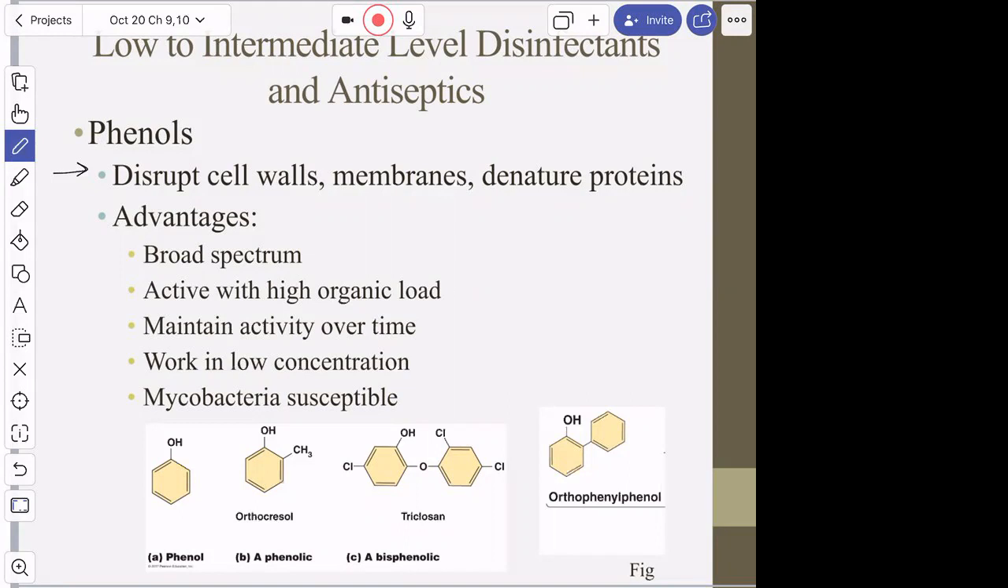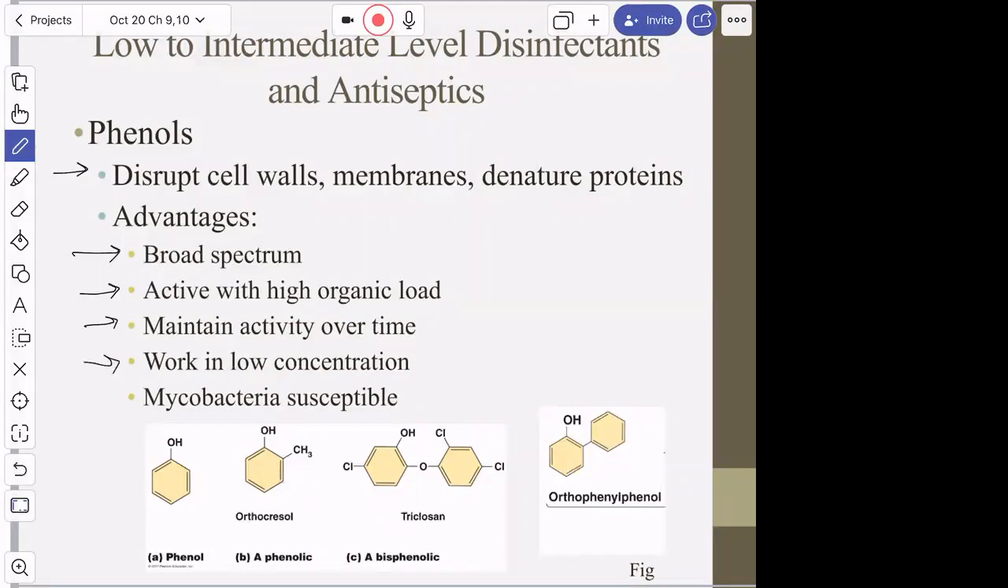Okay, so why was it considered the gold standard? Kills all sorts of organisms, not just bacteria, but viruses, fungi, all sorts of things. And it does pretty well when the organic load is high. So if you're trying to disinfect a dirty surface or something that's been contaminated with blood, for example, phenols actually cut through that pretty well. And they work for a while. Okay, they maintain their activity over time, and they're pretty cheap.